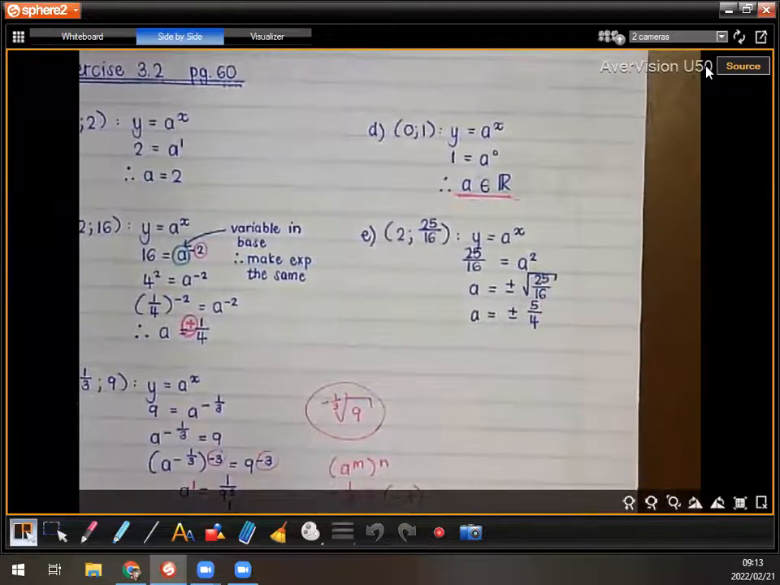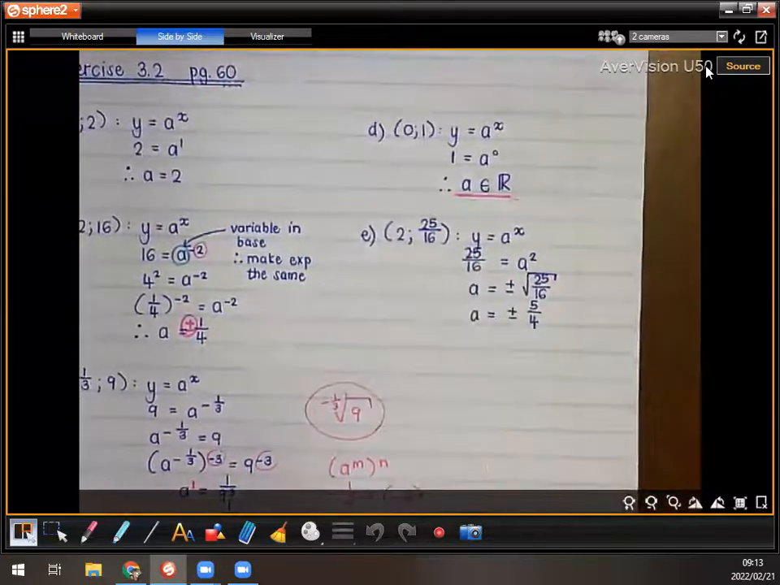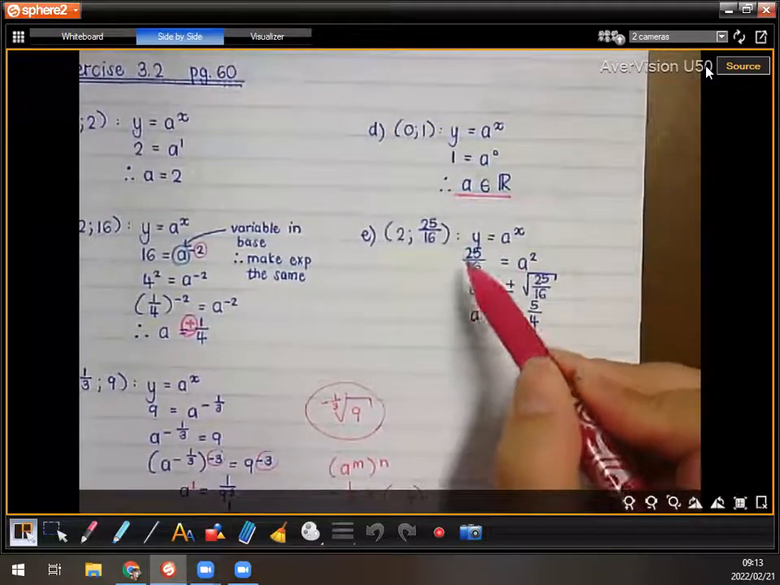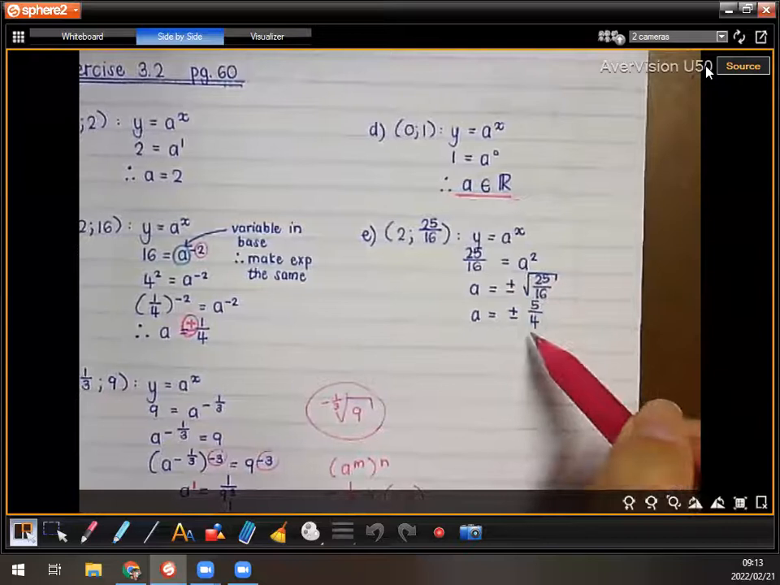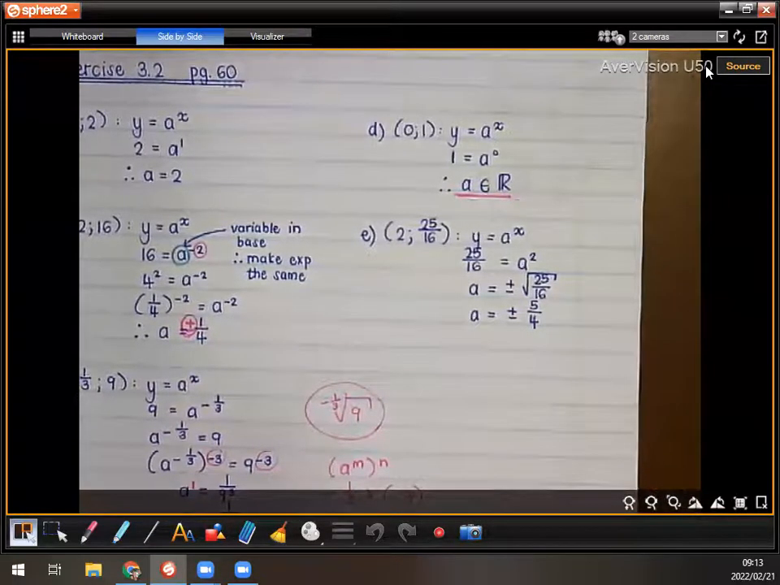And then the last one was, okay, I think. All right, you have A squared equal to 25 over 16. So you can just take the square root of both sides and do a plus or minus square root, like you see I wrote there. So then the square root of 25 is 5, and the square root of 16 is just 4. Okay, any questions?